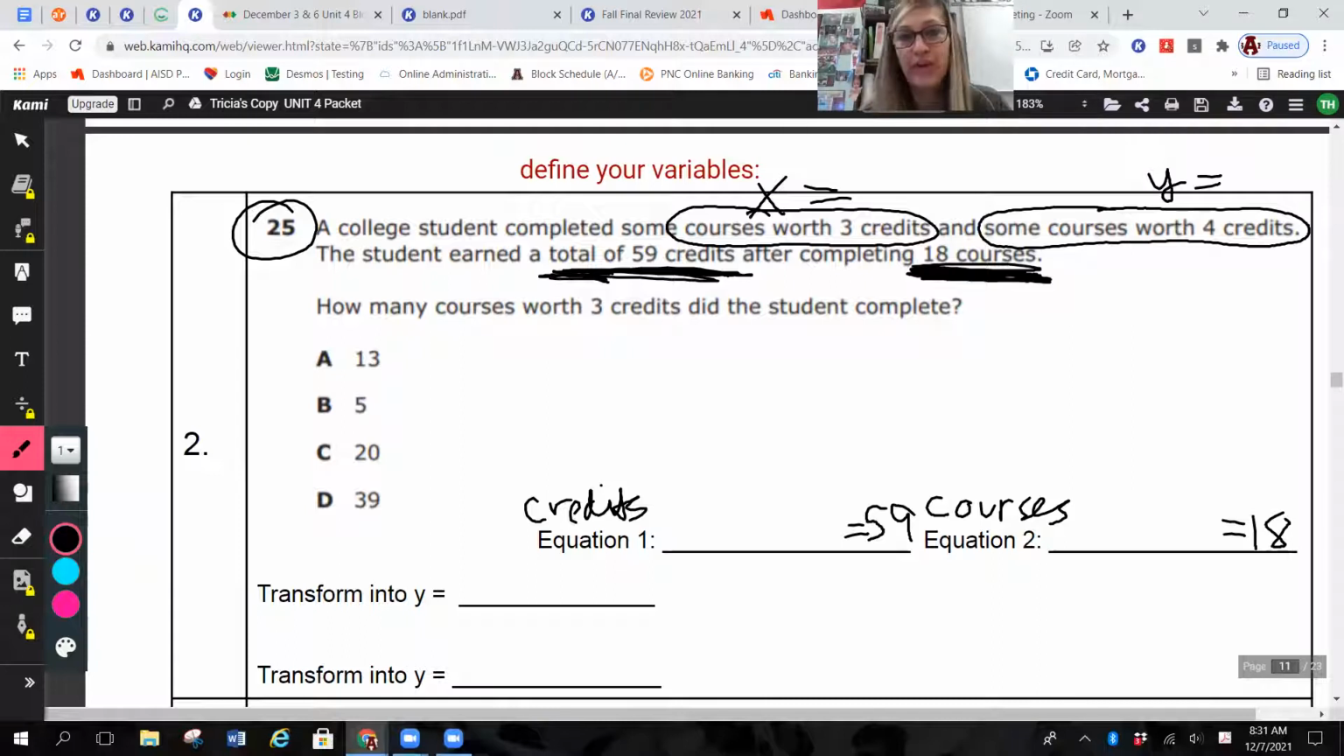Now, this person could have been a junior in college or something, so they've already taken 18 different classes. Yeah, it wouldn't be a freshman. You usually take 5 or 6 classes per semester.